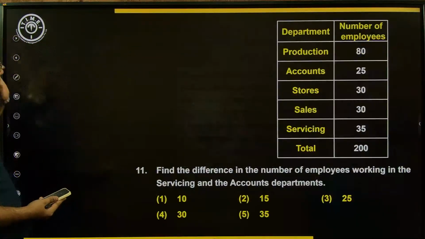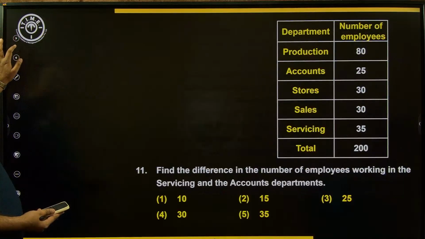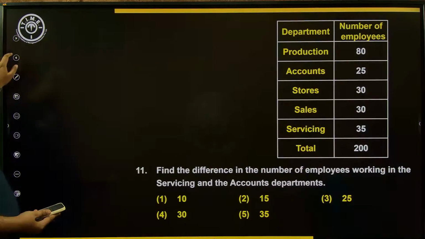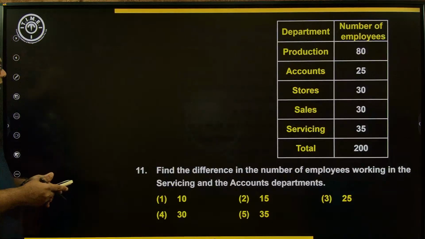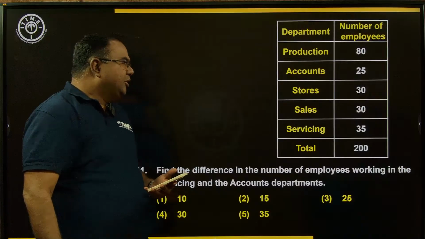Let's move on. See, this is the data we have got: 80 production, 25 accounts, 30 sales, 30 stores, 35 servicing, right? So we can answer the questions now. Questions will not demand much time. You can easily answer the questions.